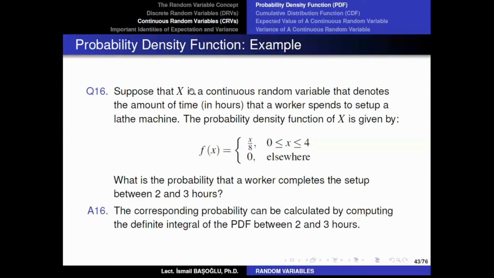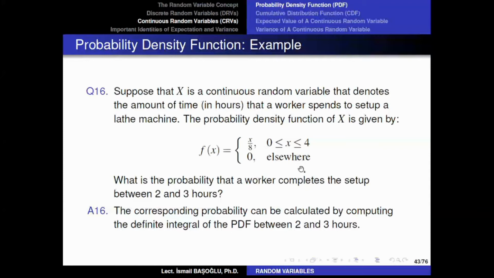So we are going to say that x is a random variable that represents the setup time, and the question is asking the probability of x being between 2 and 3 hours. So what we are going to do is calculate the definite integral of the probability density function between 2 and 3. But be careful, the function is defined as x over 8 between 2 and 3. Okay? So you always need to be cautious about the elsewhere concept as well.